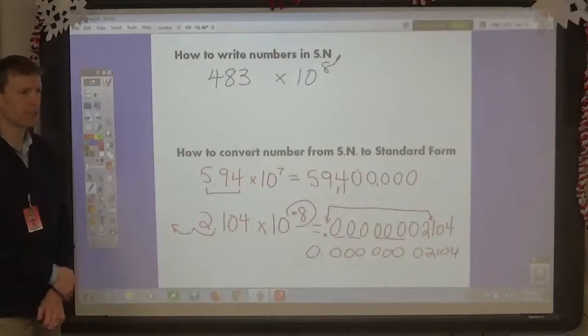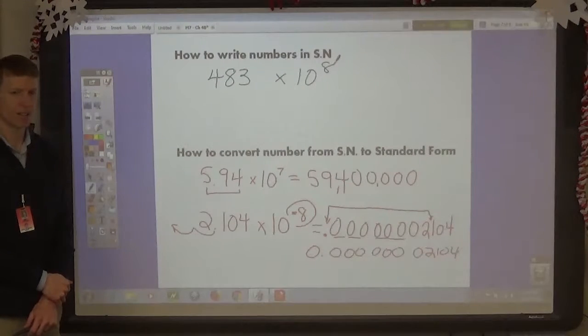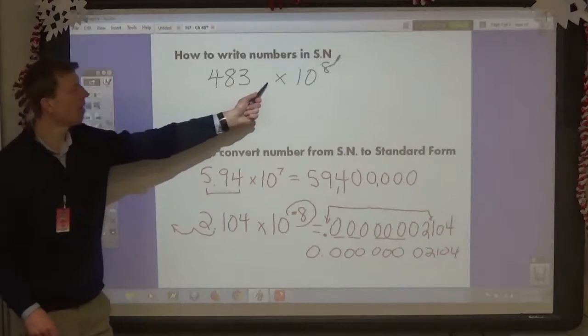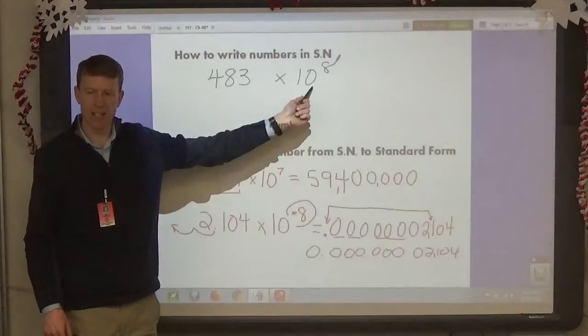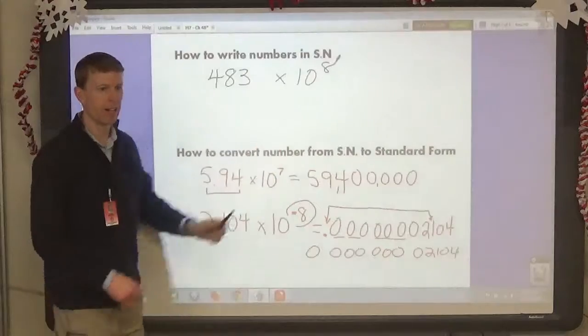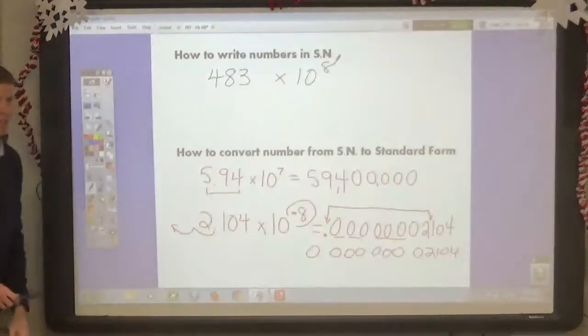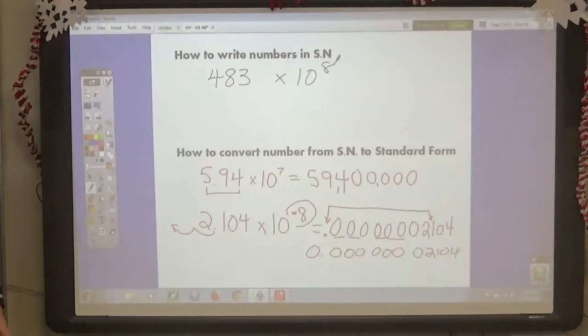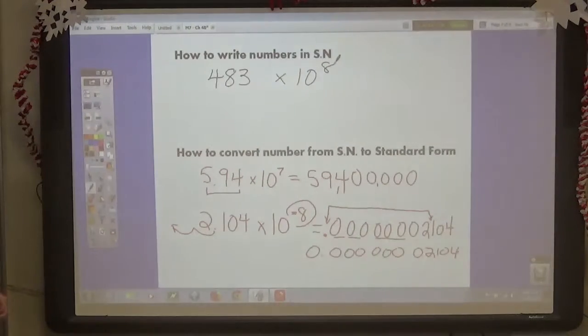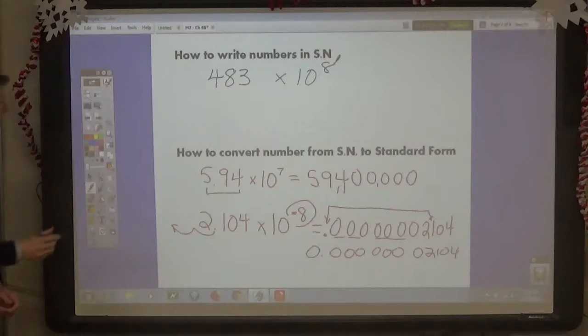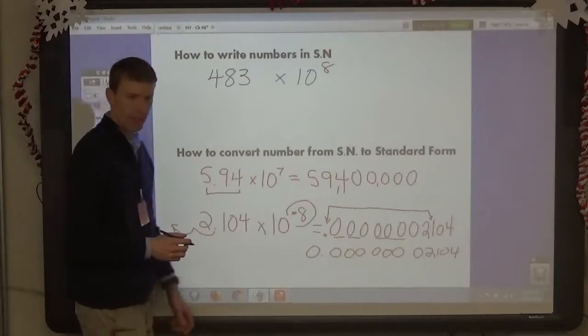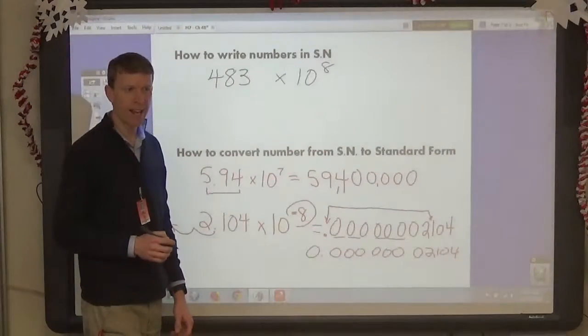Is this number in scientific notation? No, it's not, is it? Why not? Why isn't 483 times 10 to the 8th power, why isn't that in scientific notation? It has to do with this first number. Allison? What do you think? What's starred in your notes about the first thing about scientific notation? Yeah, the first number has to be between 1 and 10.